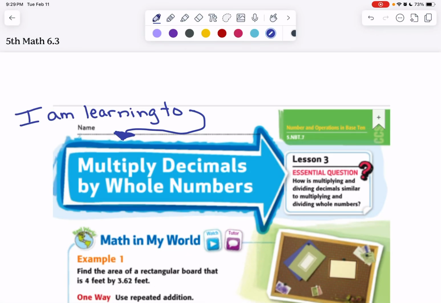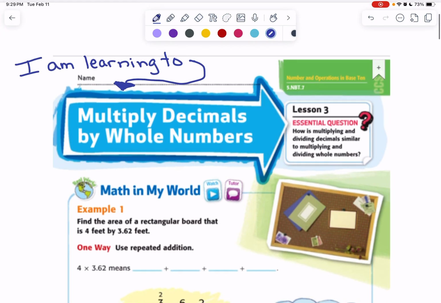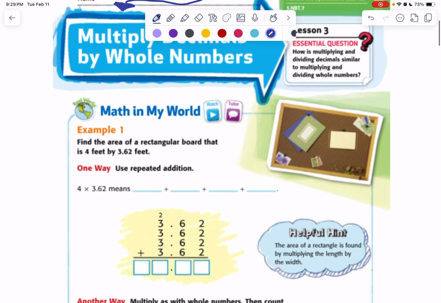Hello, fifth graders. This is Mrs. Munyon, and I'm here with Chapter 6, Lesson 3 today. We are learning to multiply decimals by whole numbers. Okay, so let's take a look at what that looks like.